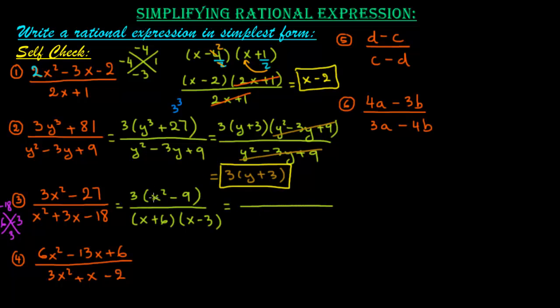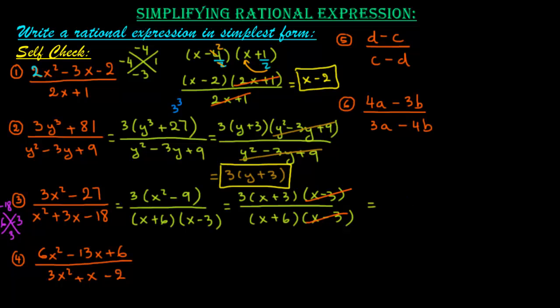On the numerator, we can still factor this one. This is the difference of squares. So we will have 3 times x plus 3 times x minus 3, using the difference of squares formula. And we have x plus 6 times x minus 3. As you see, x minus 3 is alike, so they will simplify, or divide out.